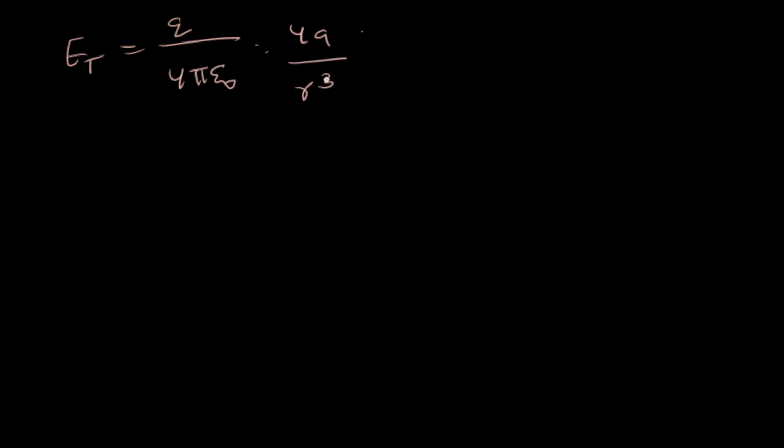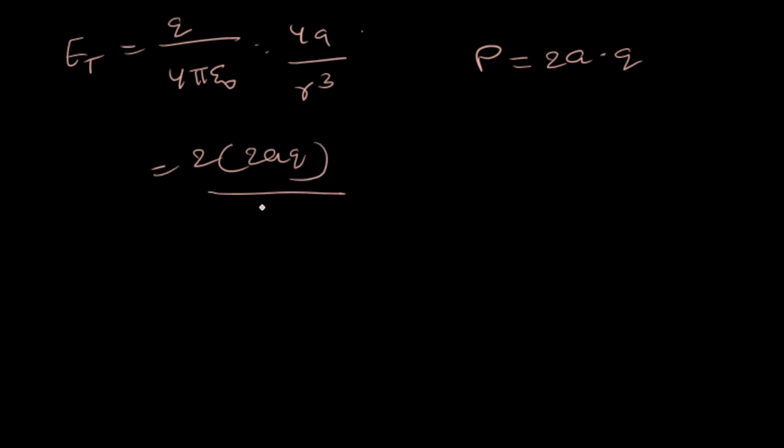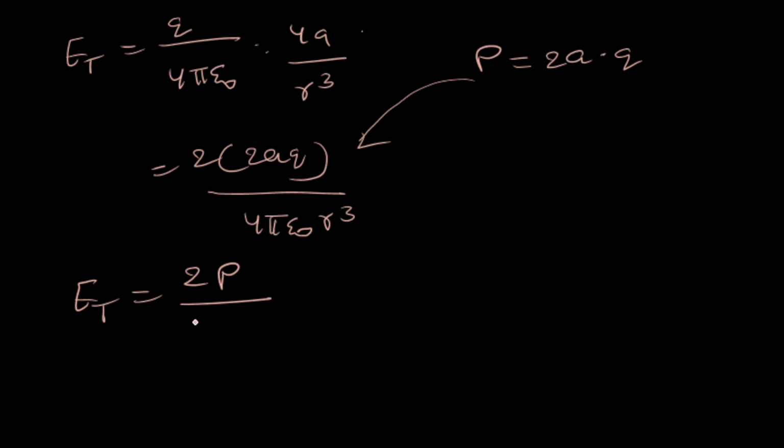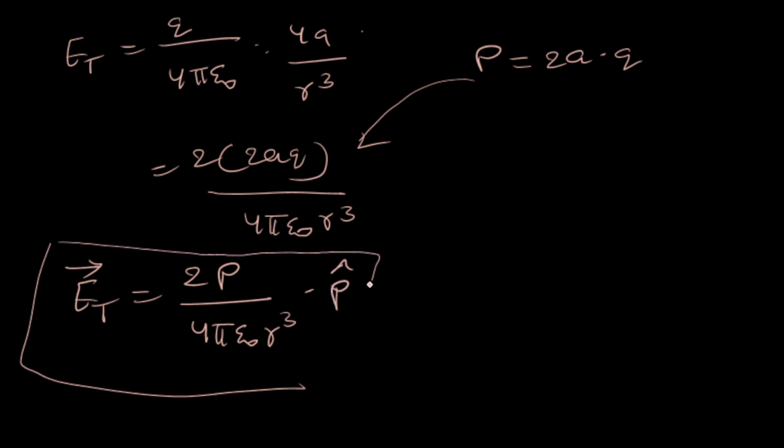If you observe carefully, what is the electric dipole moment? It is equal to 2a into q. Here we have 2 into 2aq, that is 2 into 2aq by 4 pi epsilon naught into r cube. Therefore, we substitute the electric dipole moment in this equation. We have 2 into p by 4 pi epsilon naught r cube. In vector form, the total electric field is equal to 2p by 4 pi epsilon naught r cube into p cap. This is the electric field on the axial line of the electric dipole.